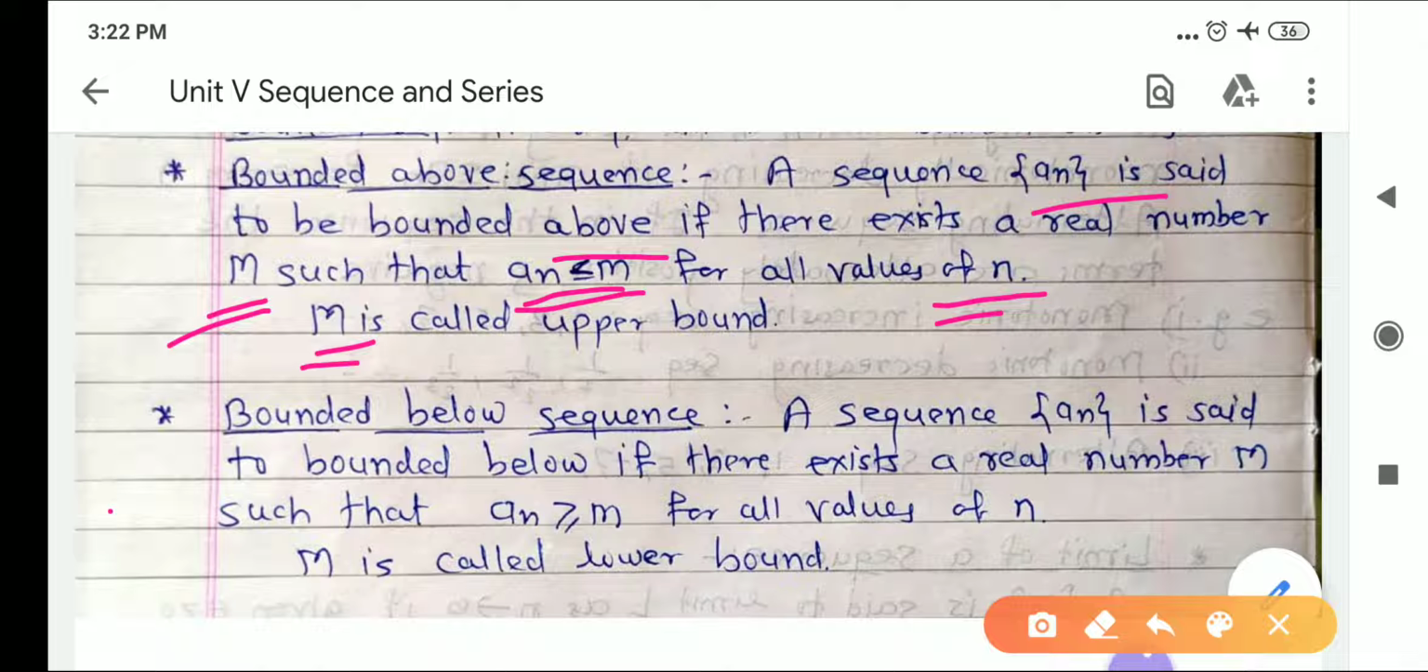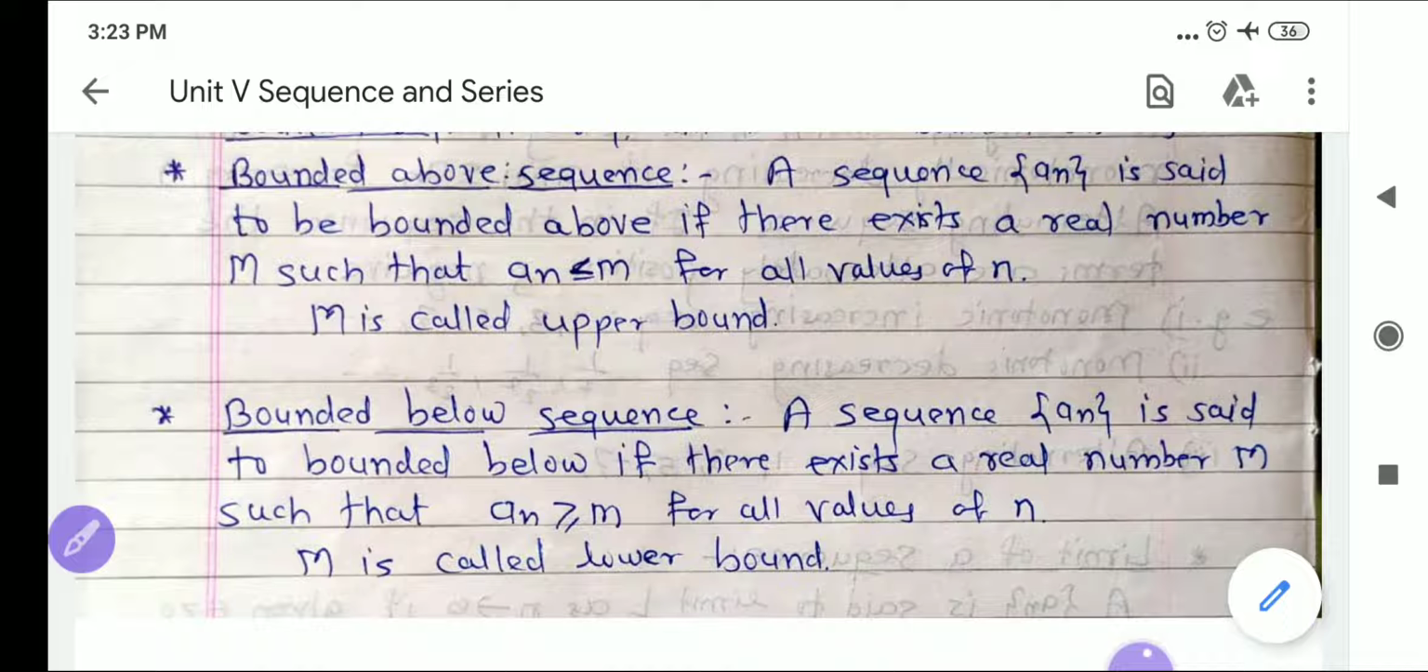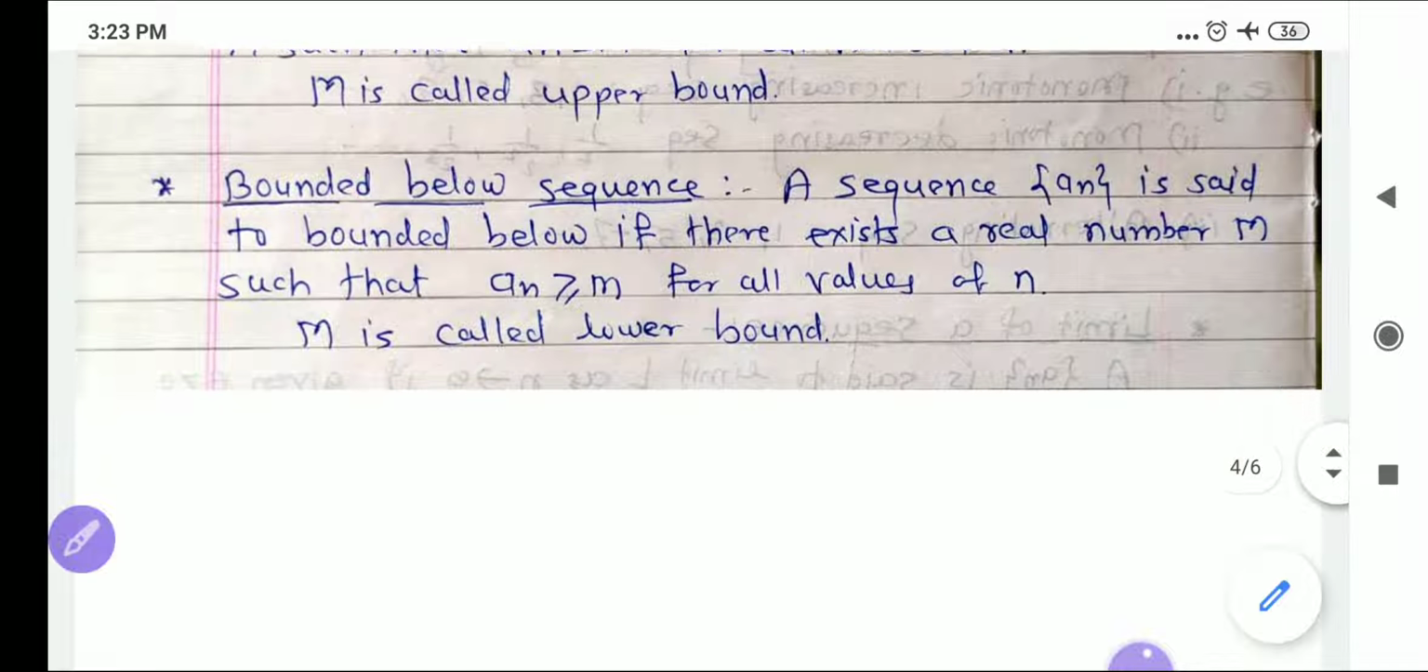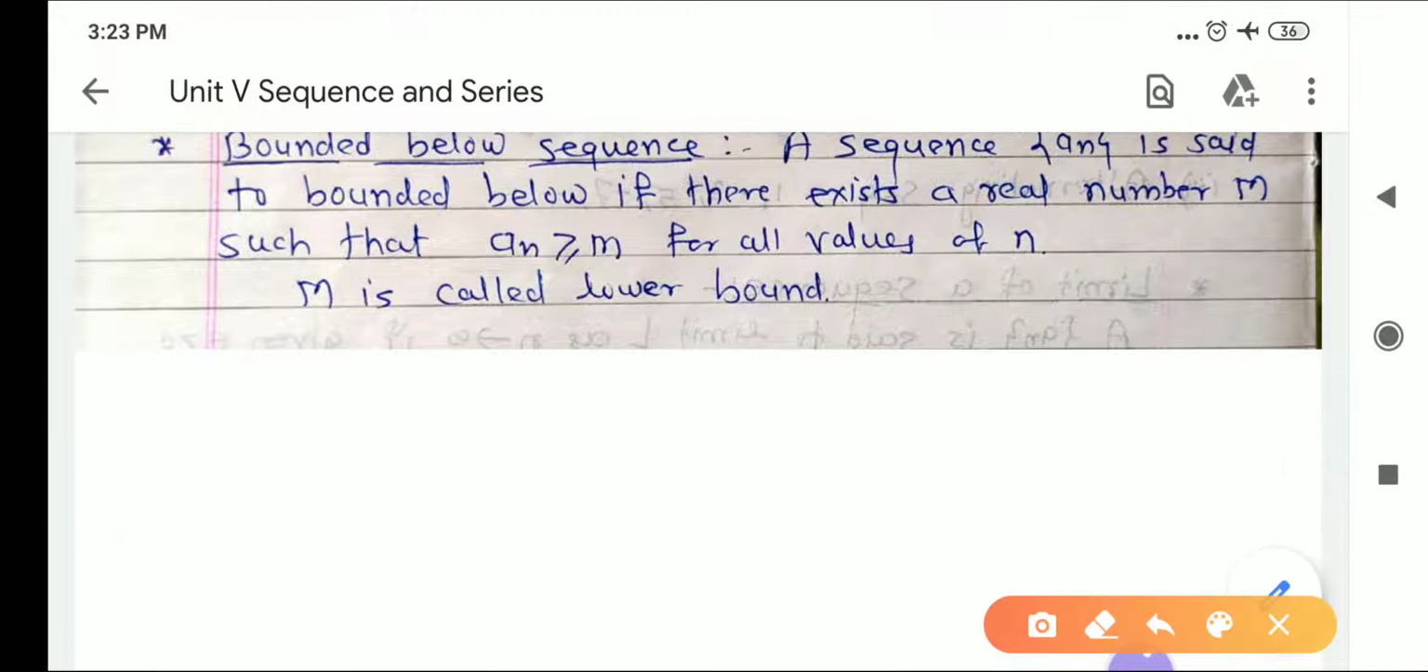Bounded below means the sequence an is said to be bounded below if there exists a real number m such that an is greater than or equal to m for all values of n, and here this m is called the lower bound. So the sequence which is both bounded above and bounded below is called a bounded sequence. Okay, so let us take an example of what is meant by a bounded sequence.